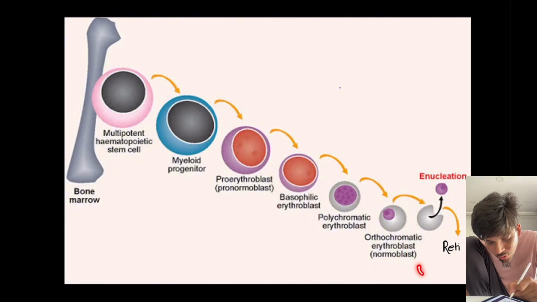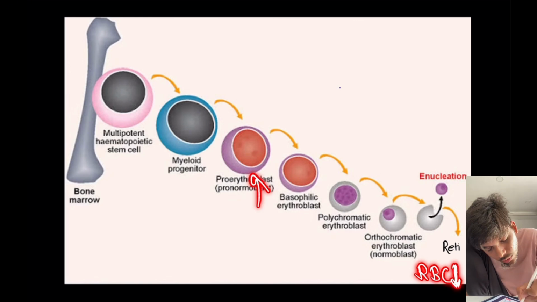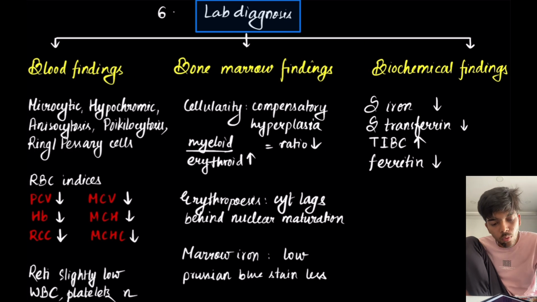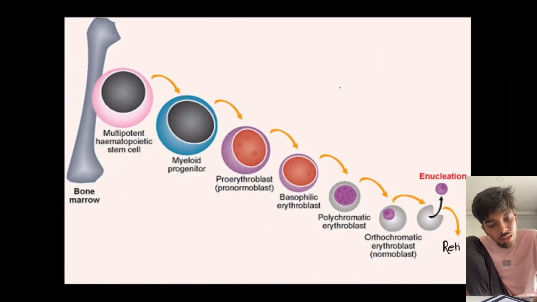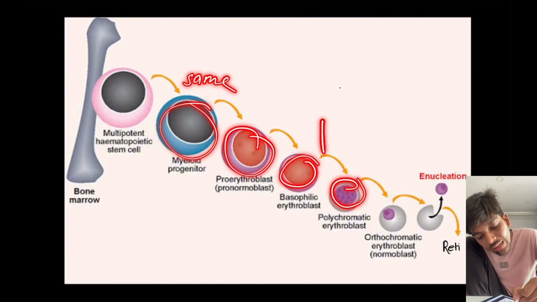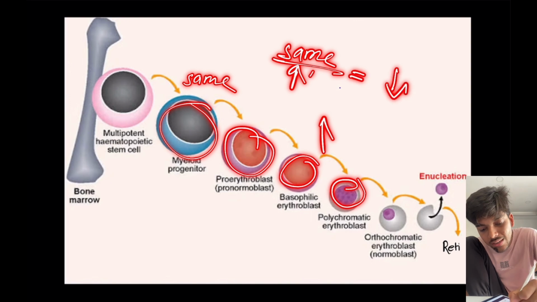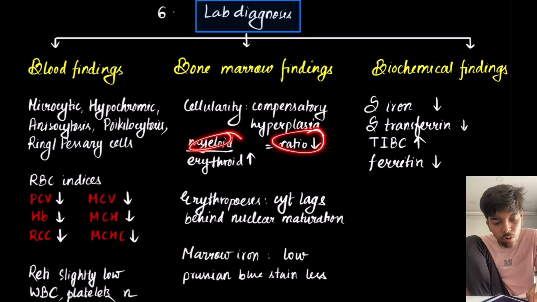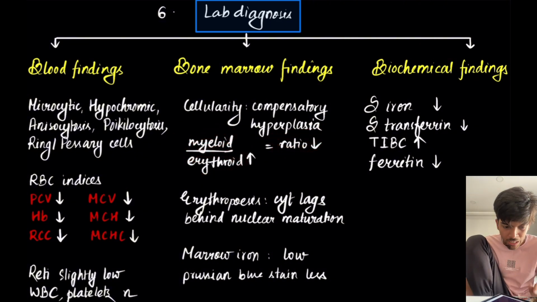To compensate for the decrease in number of RBC, see, RBC number is decreased, so the body makes more erythroid cells to increase RBC. This is a compensatory mechanism. As a result, what happens? Myeloid by erythroid ratio goes down. Why? See, myeloid number remains the same, but erythroid number increases. So the ratio is decreased. Myeloid by erythroid ratio decreases.